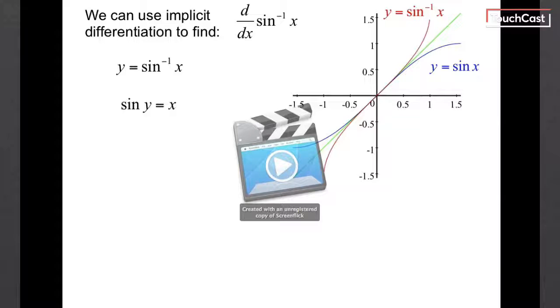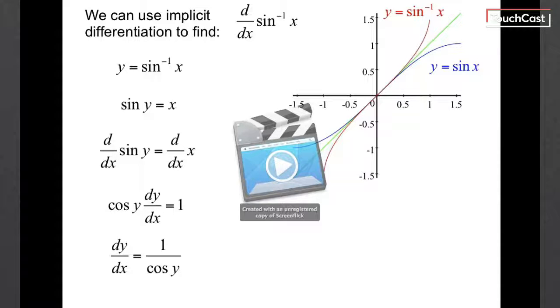Now I can take the derivative of both sides with respect to x. That's going to be the derivative of sine of y with respect to x is cosine of y times dy/dx. And the derivative of x is 1. Divide both sides by cosine y to get dy/dx by itself. And I get dy/dx equals 1 over cosine y, which is fine.